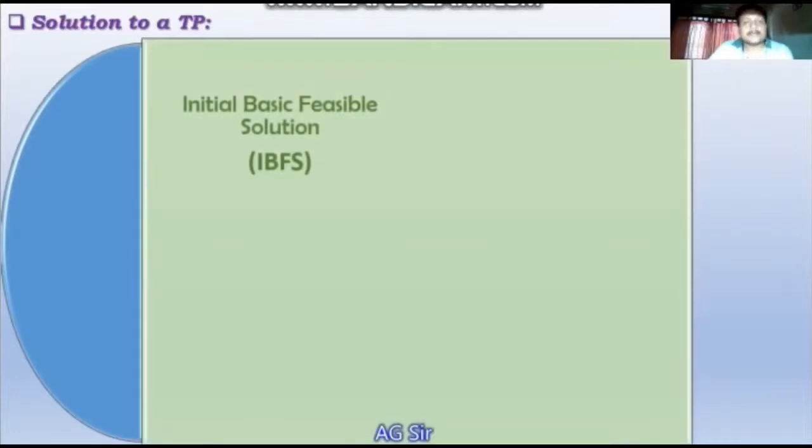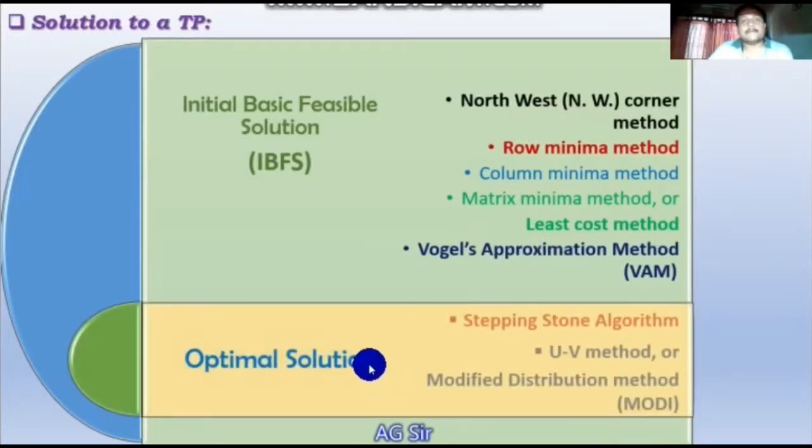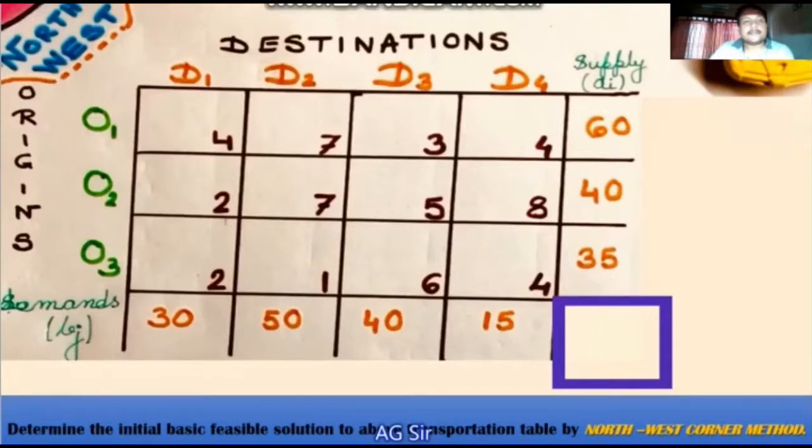Now, moving towards the solution of a transportation problem that has two parts. First, we determine IBFS, that is initial basic feasible solution by any of these methods, and then we improve on that solution and thereby determine the optimal solution by either stepping stone algorithm or UV method or MODI. In this video lecture, the task is to determine the initial basic feasible solution to this transportation table by northwest corner method.